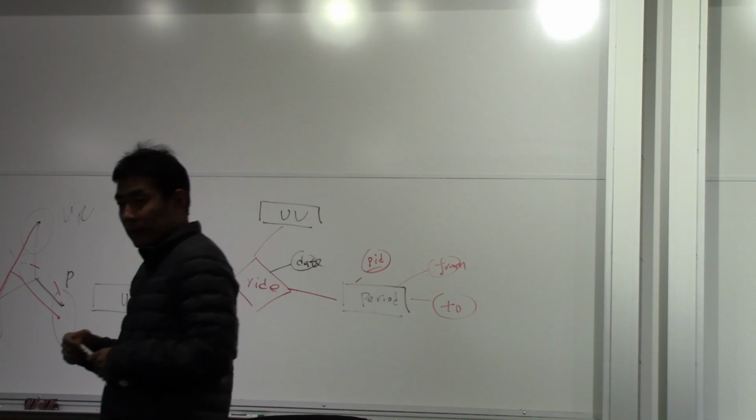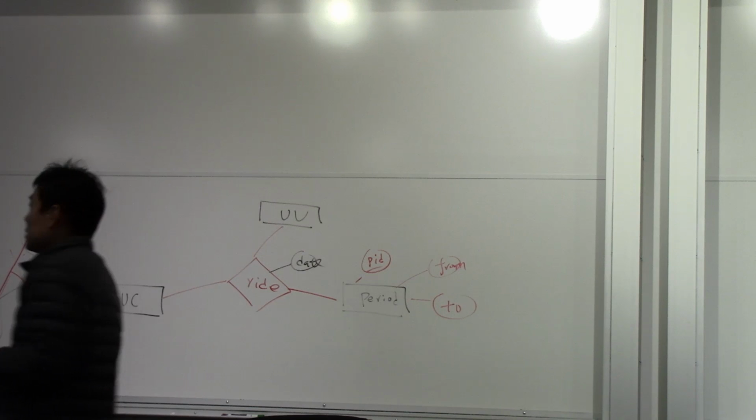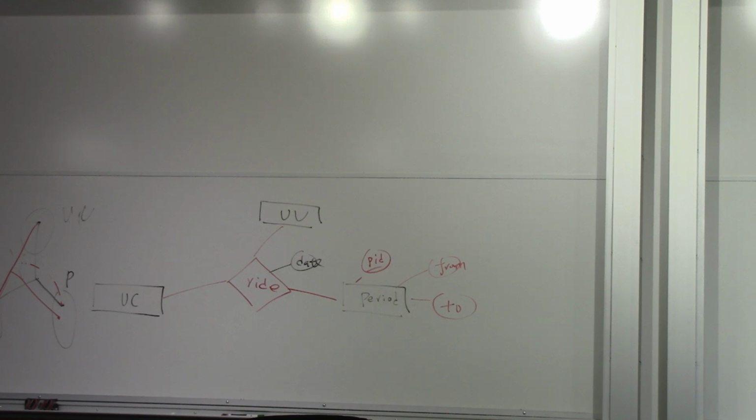A table, you'd have to have its own table, and it would take three keys from car, period and user. Speaking of which, because our lecture time is limited, I'm going to ignore the conversion of this to relational schemas, which I will release as part of the solution. You can go over it yourself, but it's pretty standard, right?